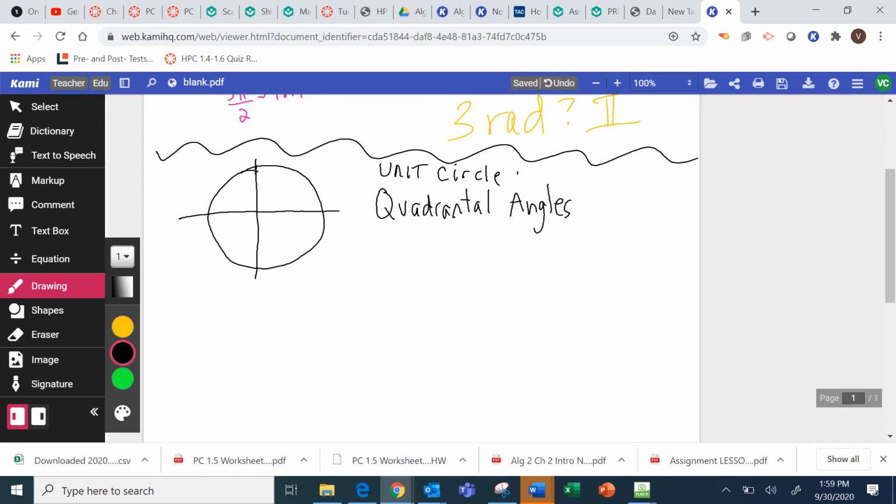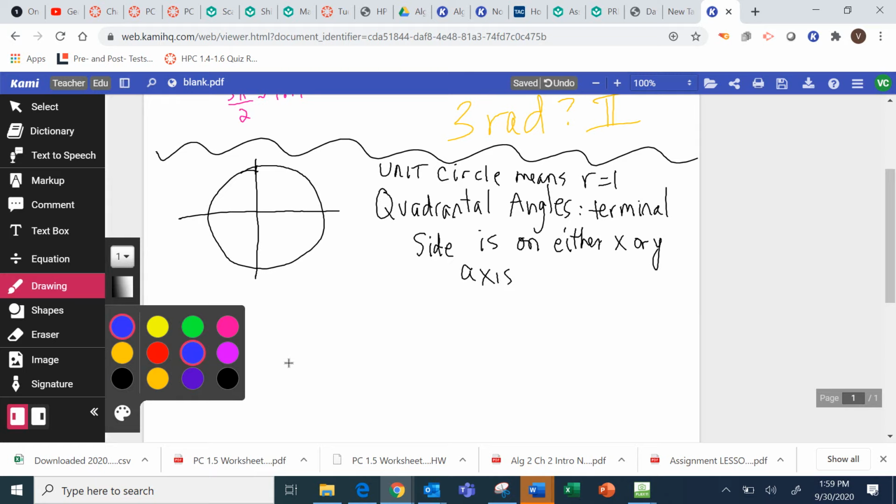So a unit circle means our radius equals 1. A quadrantal angle is when the terminal side is on either the X or Y axis. So there's 4 quadrantal angles in this circle. I'm going to put an ordered pair at each of those places that there is a quadrantal angle.